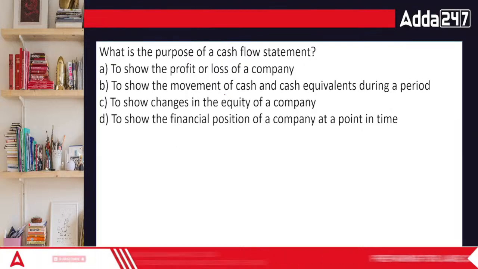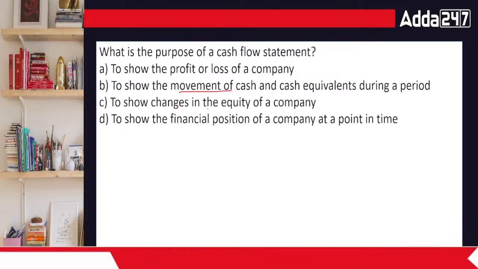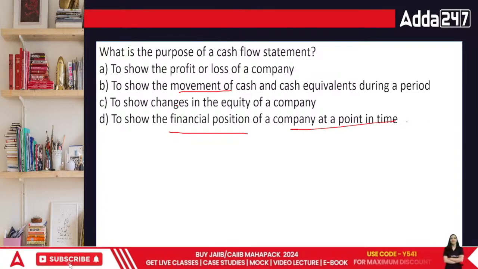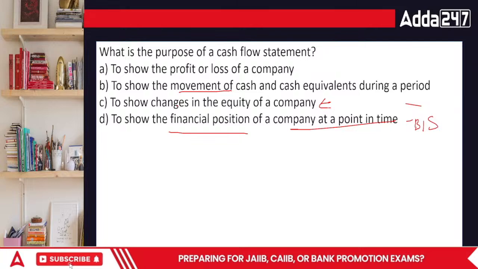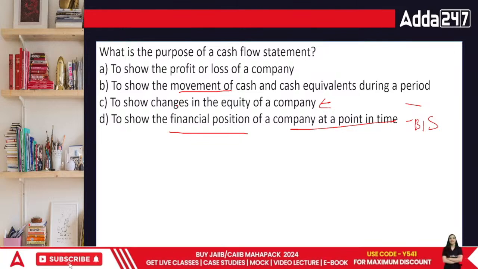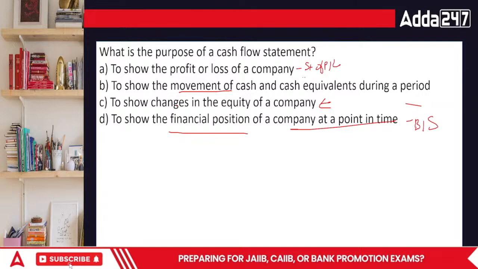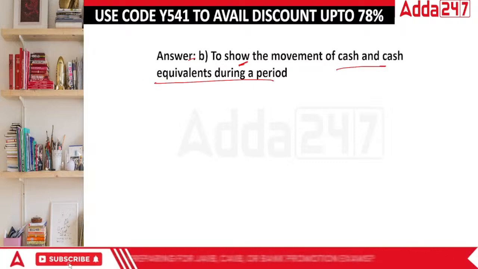Acha, what is the purpose of cash flow statement, everyone? It shows the profit and loss, movement of cash and cash equivalents, changes in equity or financial position of the company at a point of time. Financial position is balance sheet. Changes in equity, there is actually a statement called statement of changes in equity, which shows the change in the equity shareholders, if the number of shareholders are increasing, decreasing, all sorts of issues. The profit and loss of the company is shown in statement of P&L. So in this case, the answer is B, everyone, to show the movement of cash and equivalents.